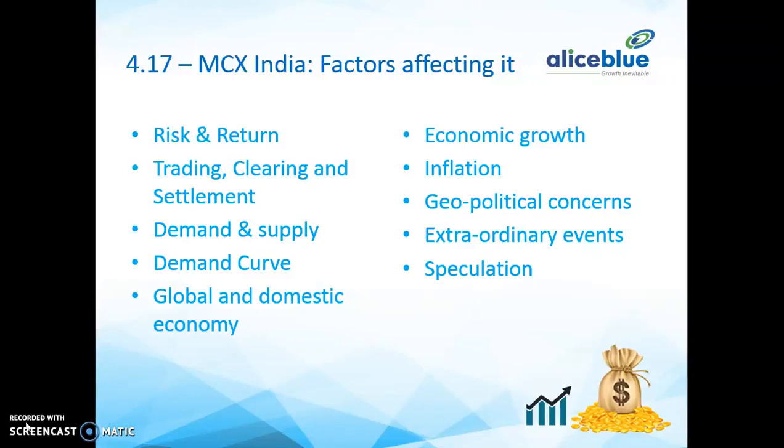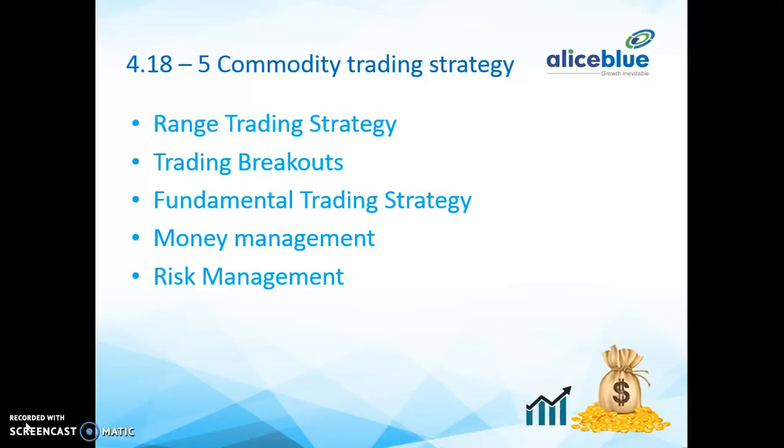MCX India and the factors affecting it. The various factors include risk and return, trading, clearing and settlement, demand and supply, demand curve, global and domestic economy, economic growth, inflation, geopolitical concerns, extraordinary events, and speculation. The 5 commodity trading strategies are range trading strategy, trading breakouts, fundamental trading strategy, money management, and risk management.